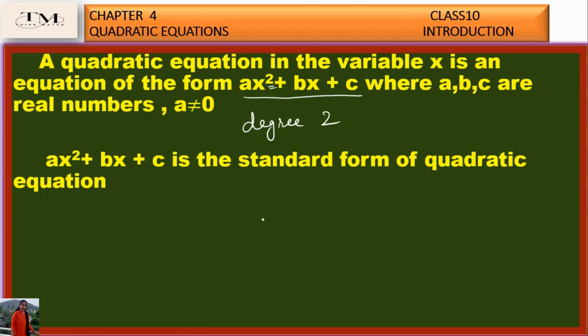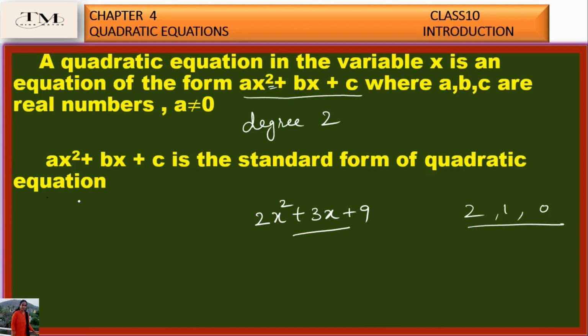So for example, we can write the quadratic equation as 2x square plus 3x plus 9. So this is a quadratic equation. It is called standard form. Standard form means the degree, that is the power, should be in descending order: 2, 1, 0.